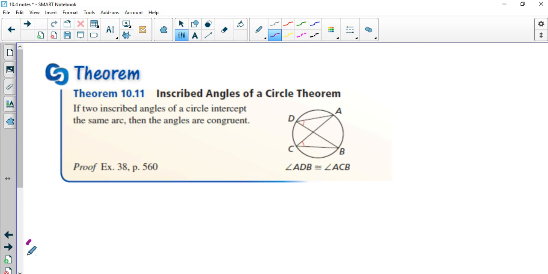So if you look at ADB right there, and we look at ACB, they both intercept the same arc right there. Right? So therefore, if the two inscribed angles of a circle intercept the same arc, we know the angles are congruent. And that's why we have this mark here and here.